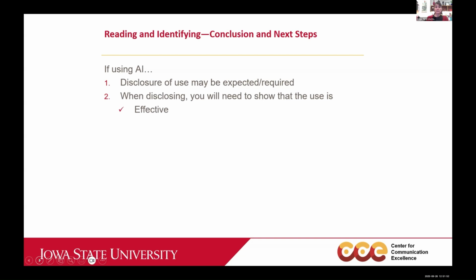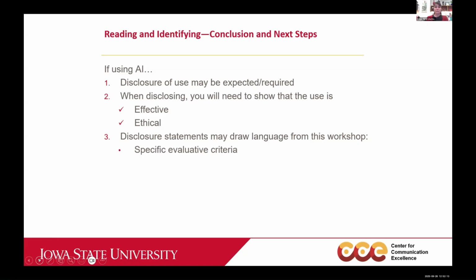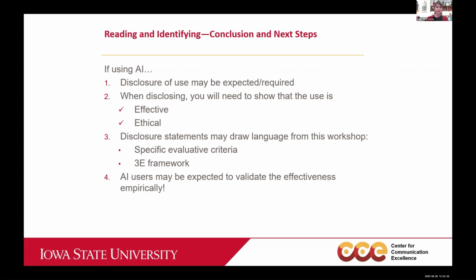When you do disclose, you should show that the use was effective and ethical. Basically, you're trying to show that your use didn't diminish the quality of your research, that you used it in a way that either enhanced the quality or didn't negatively impact it. You can draw language for your disclosure from this workshop, using the specific evaluative criteria that were presented using the 3E framework. And especially for graduate students, and even more especially if they're using AI to generate data.